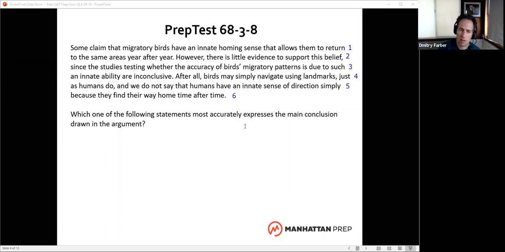Okay, so a lot of people are centering around 2, and then it's a question of how much of this constitutes a conclusion. So if I read lines 1, 2, and 3, I'd see, hey, some people claim this. However, there's little evidence to support this belief since the studies testing it are flawed. So we've got a some claim, we've got a however, and we've got a since. And so it's really useful to notice these kinds of keywords that drive the action. And later on, does anyone see another signal elsewhere in the passage?